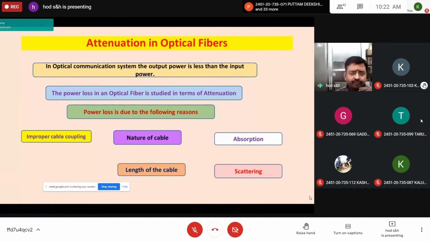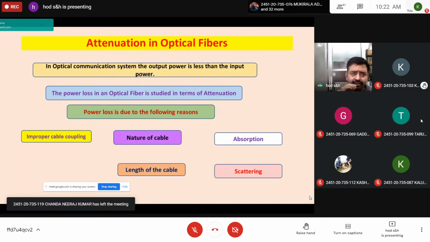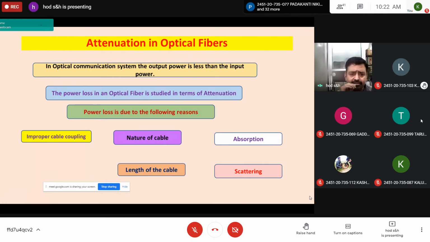Even though we assume that, compared with radio waves and microwaves, the power loss is negligible, because of different reasons some power loss will exist in an optical fiber communication system. In an optical communication system, the output power we get is less than the input power. This is called optical power loss. The power loss in an optical fiber is studied in terms of attenuation, and it is in terms of attenuation only that we can measure the power loss. There are many reasons for power loss.